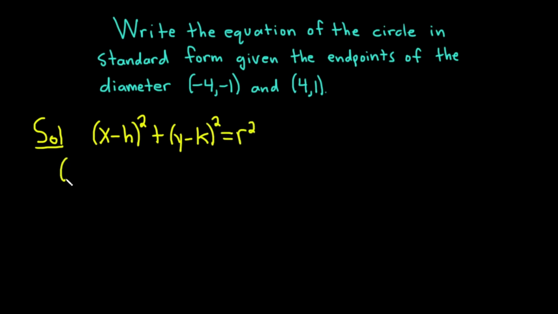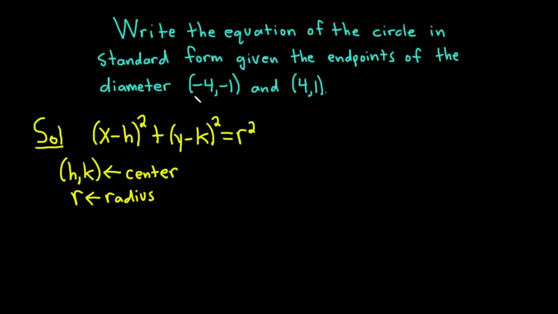In this formula, your center is the ordered pair (h, k). So this is called the center of the circle. And your radius is this number r, which is positive. So we need two things. We need the center and the radius, and then once we have those, we can plug them into our formula and we're done. Let's start by finding the center.